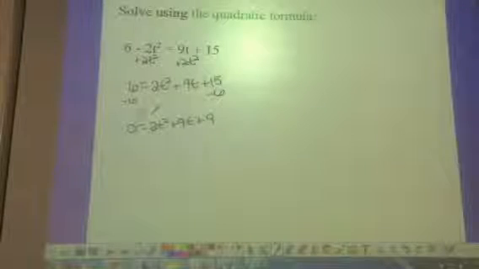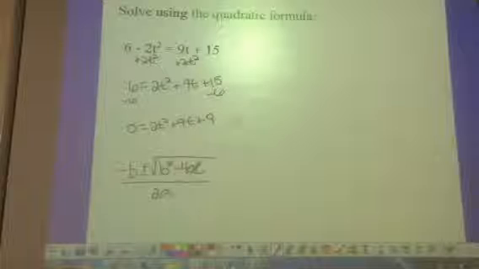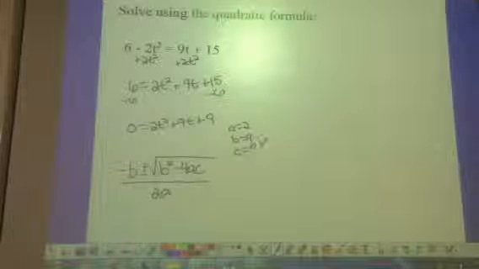And it doesn't matter if you say 0 equals and then your polynomial, or if you have your polynomial out in front and it equals 0, it's still going to work the same way. Okay, now I'm going to write down my quadratic formula. The opposite of b plus or minus the square root of b squared minus 4ac all over 2a. My a value in this case is 2. My b and my c values are actually both going to be 9.